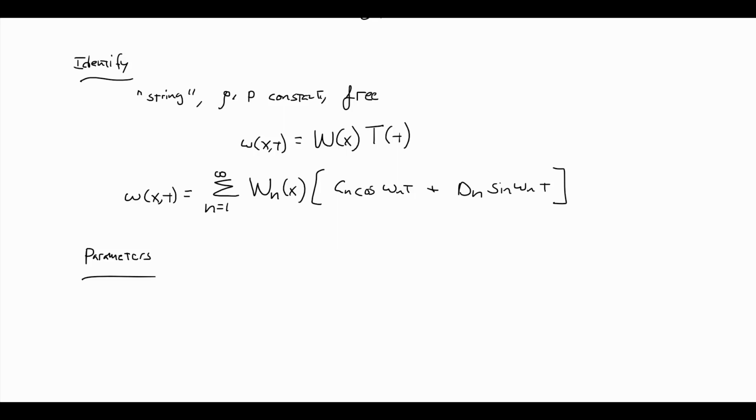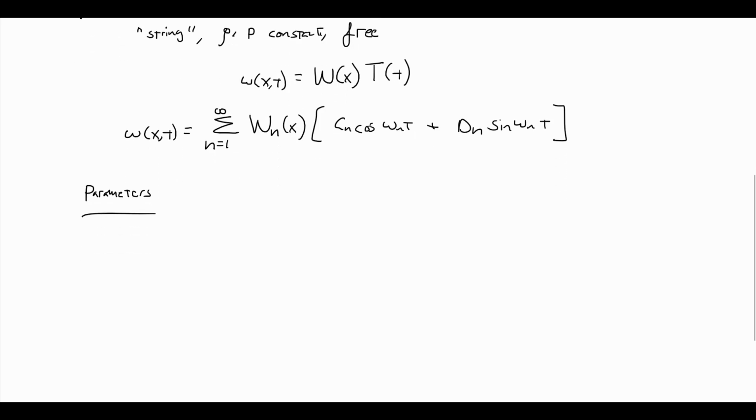So in what I will classify under this parameters step, we need to get omega_n, W_n, c_n, and d_n. So we're going to start by looking at our boundary conditions. This will be kind of a substep. Let's use our boundary conditions because our W of x solution is going to have the general form of a cosine of omega over c times x plus b sine of omega over c times x.